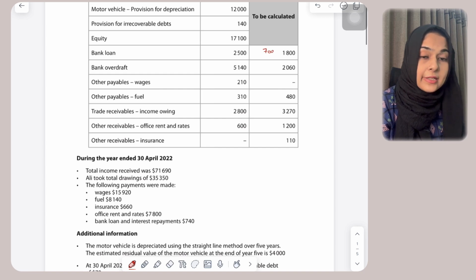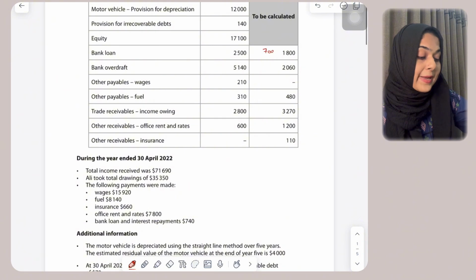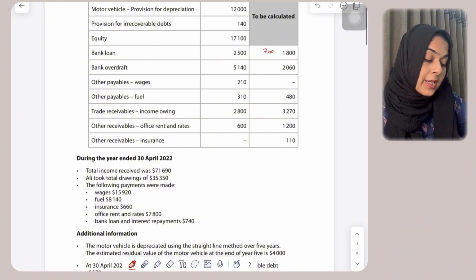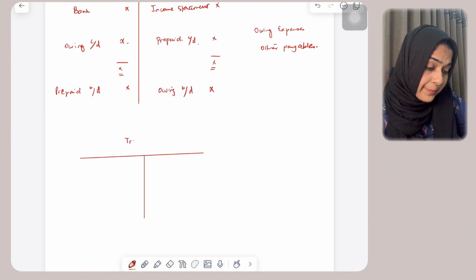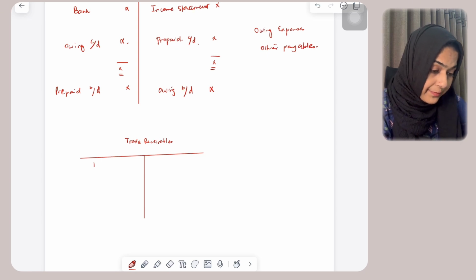They're saying here, during the year ended 30th April 2022, total income received was 71,690. That is what we have received in our bank, so we did a bank debit for this. If we prepare a trade receivables account here, we have a balance brought down at start on the debit side. Trade receivables are assets for the business, a current asset. Income owing at start is 2800.